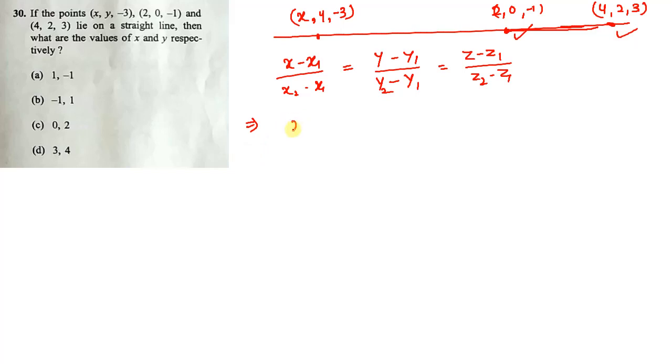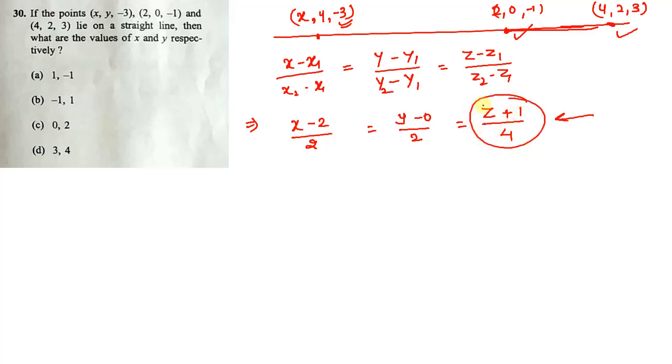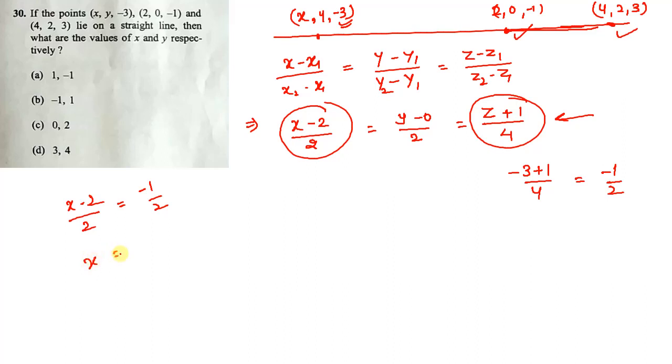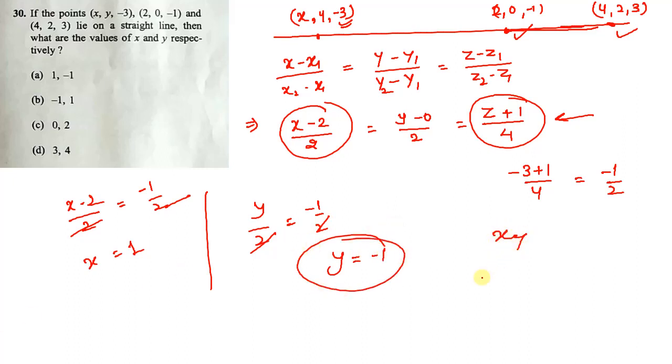So the equation of the line is, here z is minus 3, so substituting this value, minus 3 plus 1 upon 4 is minus half. So first, x minus 2 upon 2 equals minus half, so we can find x equals 1. In the second situation, y upon 2 equals minus half, so we get y equals minus 1. So x and y are nothing but 1 and minus 1, which represents option number A. So option number A is our answer.